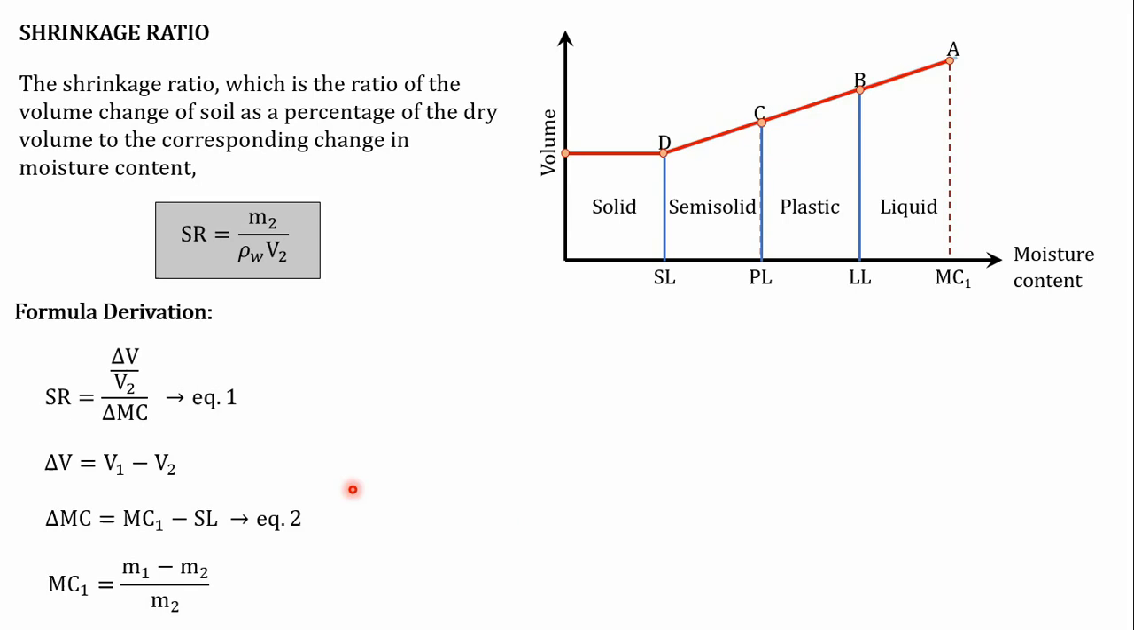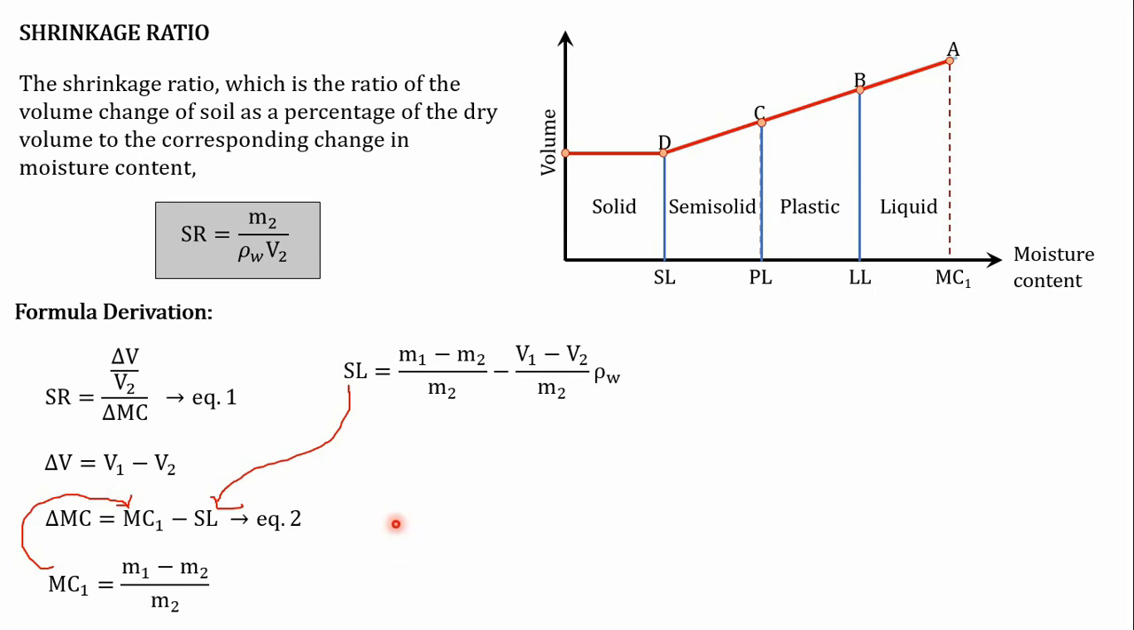From the formula we derived earlier, we know that the shrinkage limit is equal to (M1 minus M2) divided by M2, minus (V1 minus V2) divided by M2 times the density of water. So what we will do, class, is substitute this. This equation we substitute here, and this other equation we substitute here.